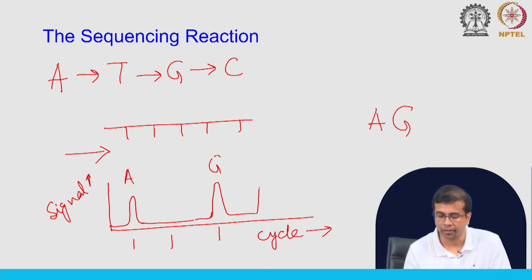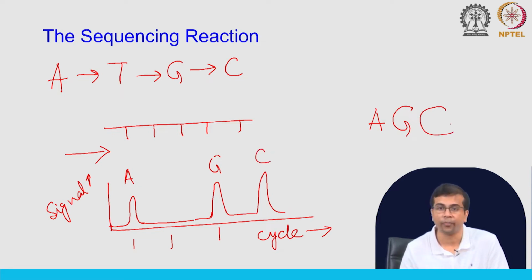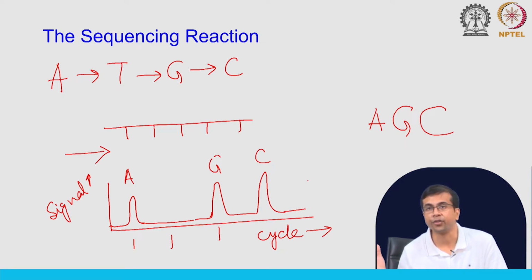Then we add C, and we see okay, there is signal. Then we repeat this process. So, now you will have A again, and you see if there is signal, then T, G, C and so on. We can continue as many times as we want. Of course, there is a limit because of the polymerase that we are using.